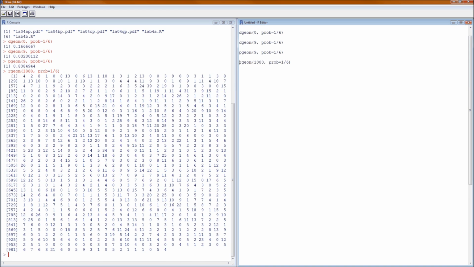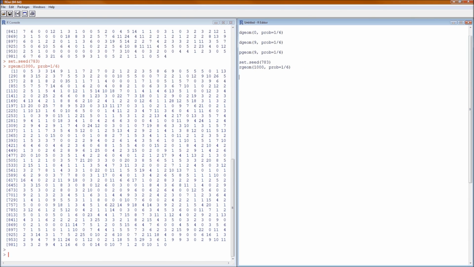If you want to agree with me on what shows up, let's set the seed to 783. Run those two lines, and then we're going to agree on all of those outcomes. For the first game, I had 0 failures before my first one. For the second game, I had 5 failures before my first one, which means my first one came on the 6th roll. For the 981st game, my first one came on the 4th roll.